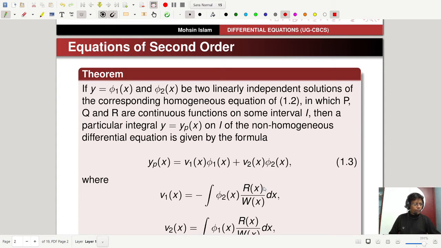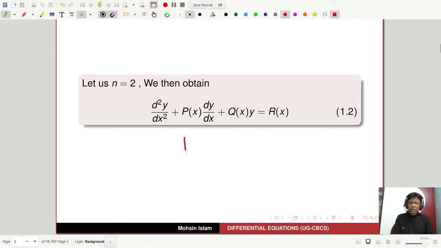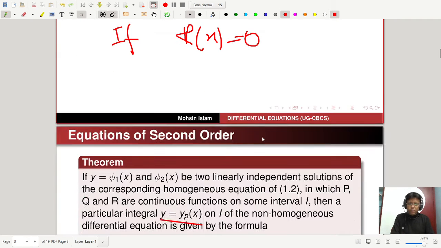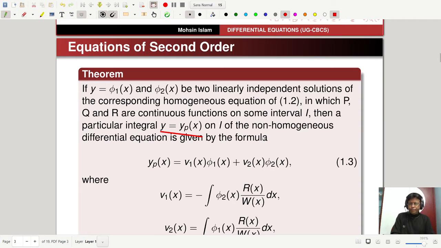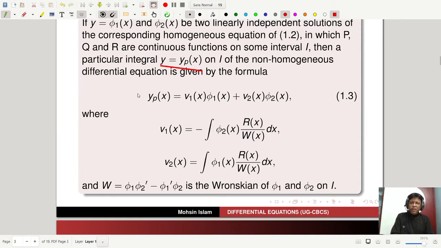And a particular integral y equal to yp(x) on I of the non-homogeneous differential equation. So what is your non-homogeneous differential equation? If r(x) is not equal to 0, that equation is called non-homogeneous. Otherwise, it is homogeneous, right? Then a particular integral y equal to yp(x) on I of the non-homogeneous differential equation is given by this formula.